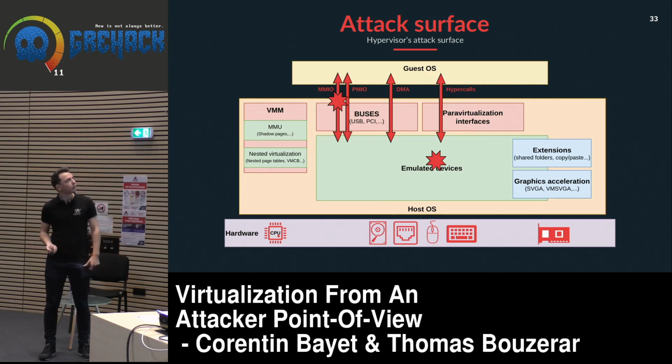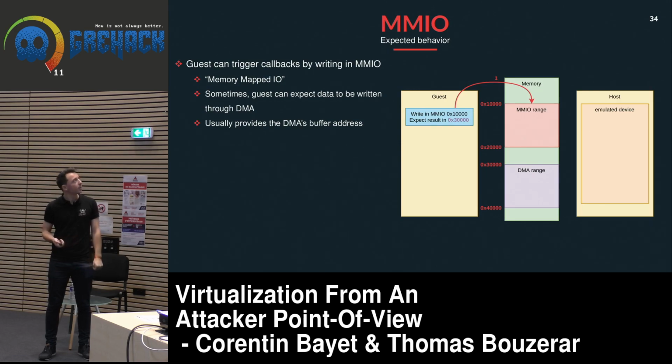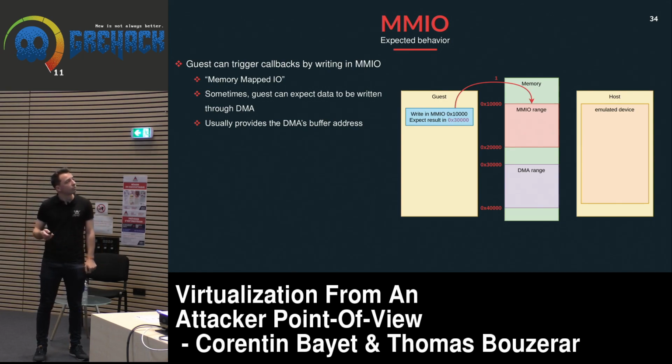The first one I want to talk about is affecting the MMIO parts and able to exploit a vulnerability in an emulated device. So what is an MMIO? MMIO is for memory mapped IO. It's actually a memory range, and the guest can read and write from it. And when it does this, the host will trap and call a callback and do something. And most of the time, the guest will provide a buffer that the host can read and write from. So it's to pass data, to transfer data.